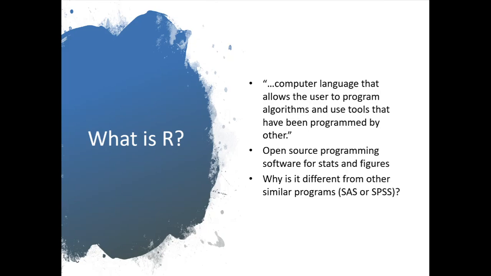And then finally, R is open source, so no matter what happens, you don't have to pay for it. And this is a huge advantage because SAS and SPSS are extremely expensive. Think on the order of thousands of dollars per user.